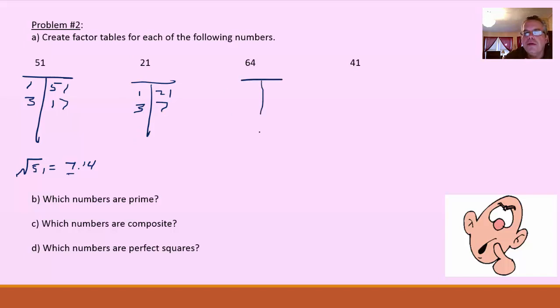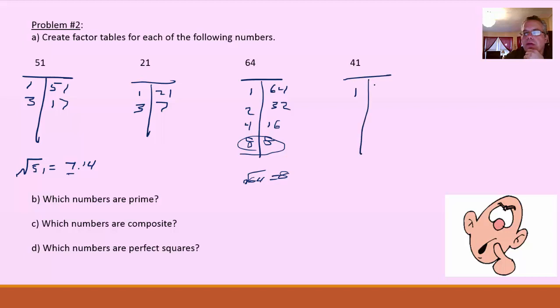Okay, 64. 1 and 64. 2 goes into it. 2 and 32. 3 doesn't. 4 does. 64 divided by 4 is 16. When can I stop? I can stop when I get to the square root, which is 8. So I have to go up to 8. 5 doesn't go into it. 6 doesn't go into it. 7 doesn't go into it, but 8 does. And 64 divided by 8 is 8. Oh, I see, it has repeated factors. 8 times 8 is 64. Okay, so it's a perfect square.